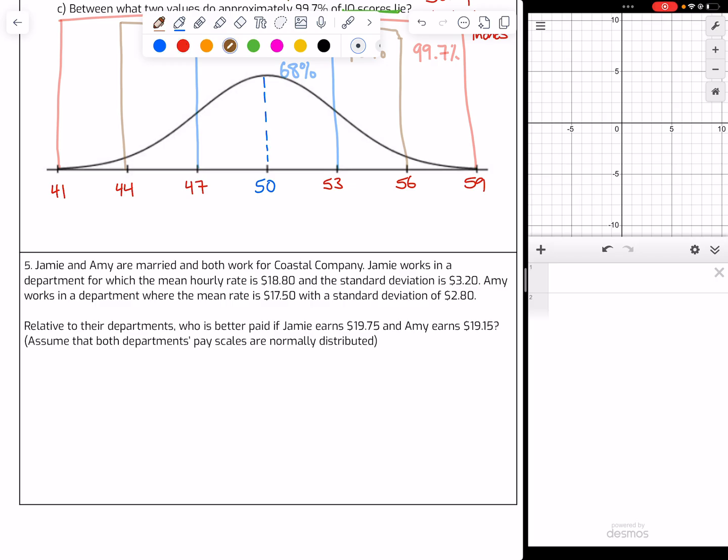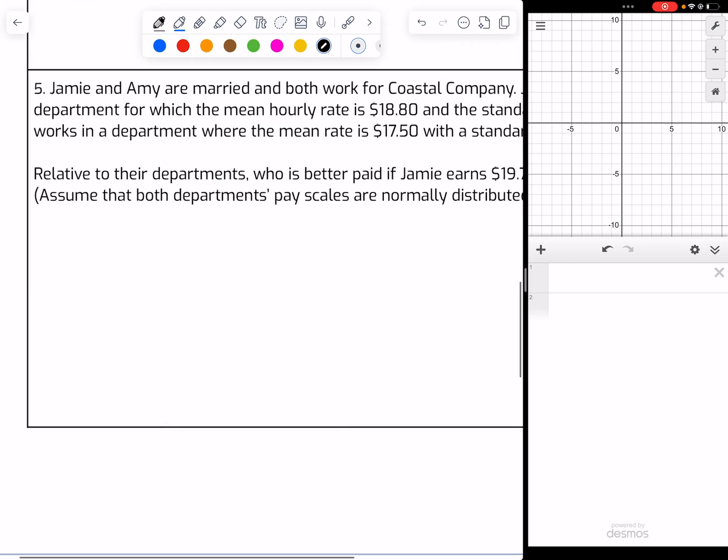So in order to compare the two different departments, we need our z-score formula, because that is how we compare two different types of measurements. So we can say z equals x minus the mean divided by the standard deviation. And then we'll set up one for Jamie and Amy and calculate.